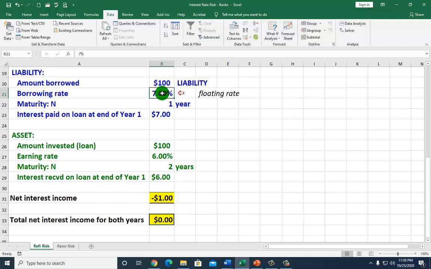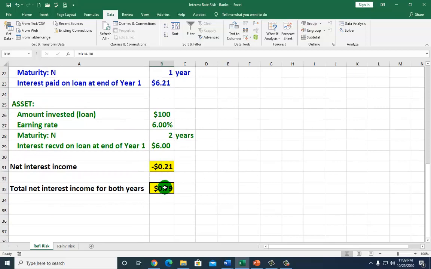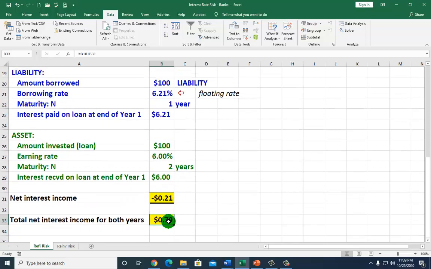Now, if this rate right here is above 7%, let's say 7.3%, you can see we are now in negative territory. So the bank is definitely hurting. If, on the other hand, this rate is some rate below 7%, say 6.21%, then although there is some loss in the second year, combined with the $1 million we made in the first year, we still are in the positive territory. So we have our head above water.